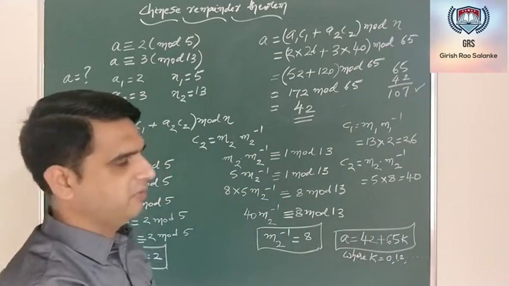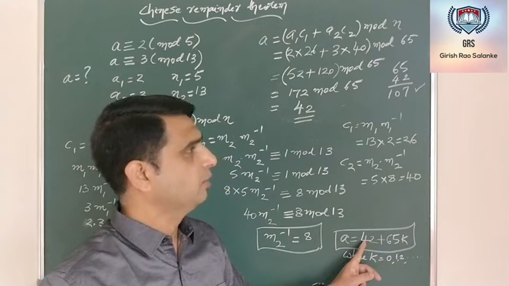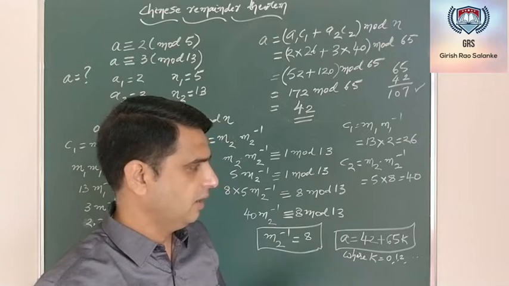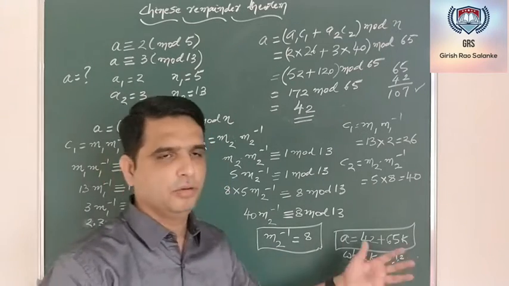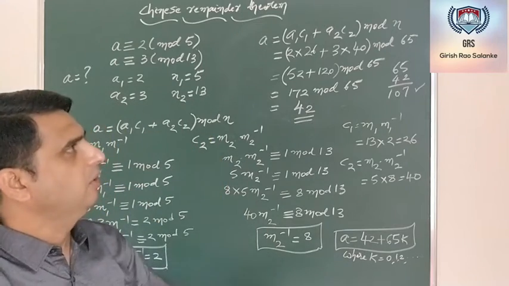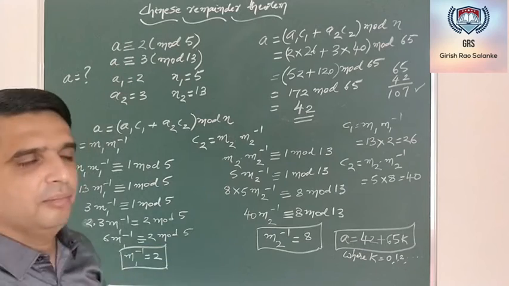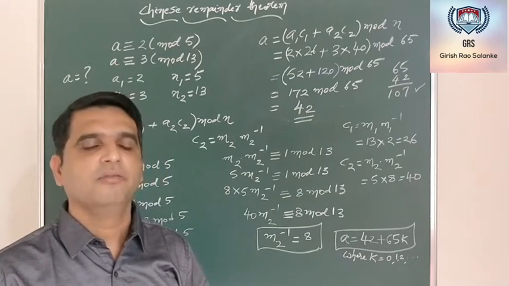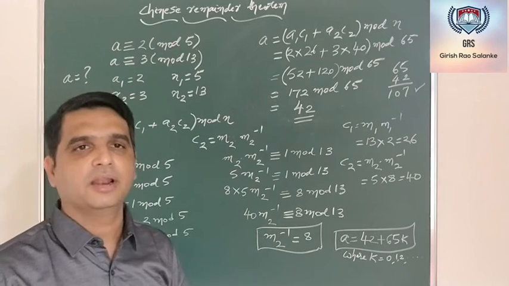Even if you go for the next value, 65 into 2 is 130, 130 plus 42 is 172. Even if you find it, it will also be true. So this is how you apply the Chinese remainder theorem in order to solve multiple simultaneous equations. We'll take one more example to understand better how to use the Chinese remainder theorem.